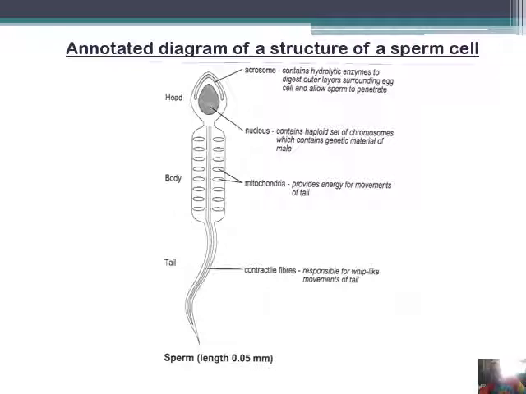And the tail is made out of contractile fibers. Now, these contractile fibers are actually proteinaceous, made out of protein fibers, mainly actin and myosin, and they're going to contract and release in such a specific way that it's going to cause the fibers to move. And this is responsible for a whip-like movement of the tail.